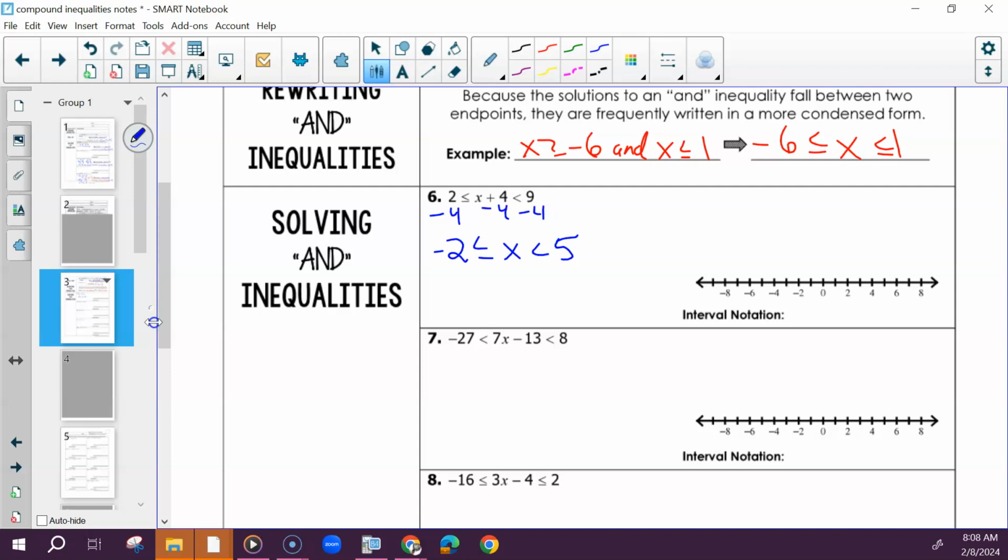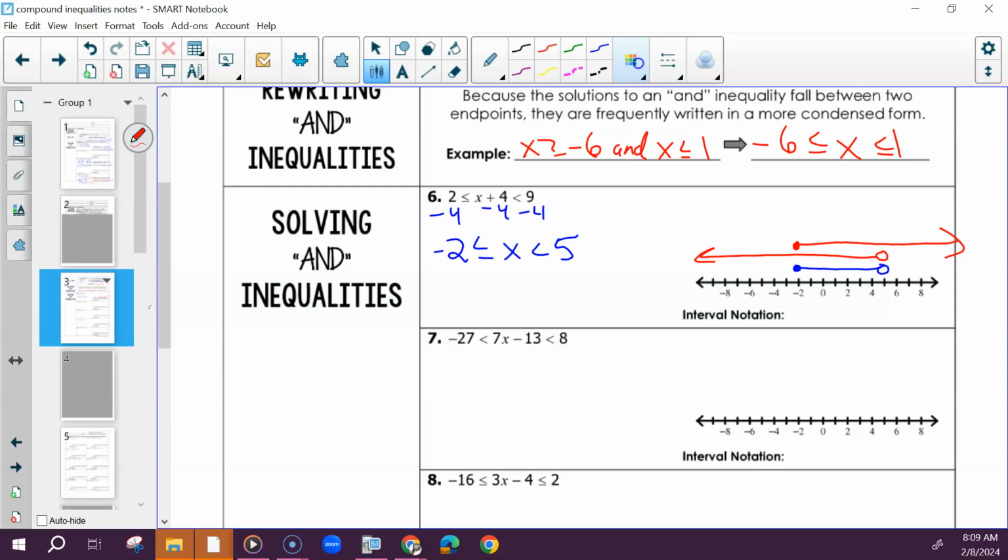And then you could either just graph from -2 to 5, closed at -2, open at 5, and draw a line between it. Or if you want to see that these did overlap, you could look at just half of it. X is less than 5, so start at 5, draw your arrow to the left. Look at the other half, but read it backwards. X is greater than or equal to -2. And you could see that it overlaps at that place.